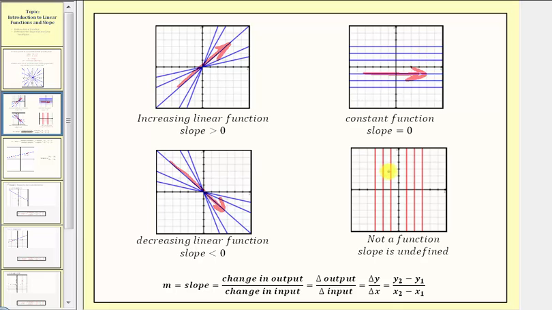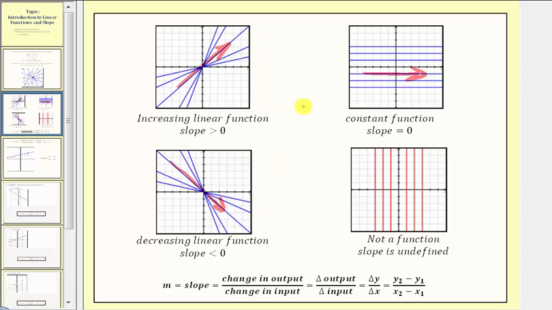And then finally we have vertical lines. I graphed these in red because vertical lines fail the vertical line test, and therefore vertical lines are not linear functions. We will be studying vertical lines in this lesson, but just remember vertical lines are not linear functions.